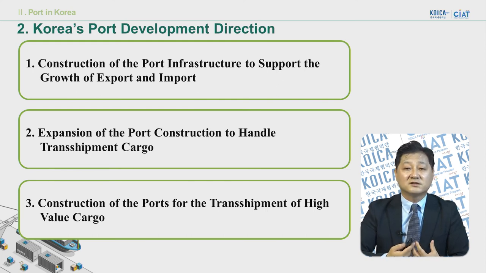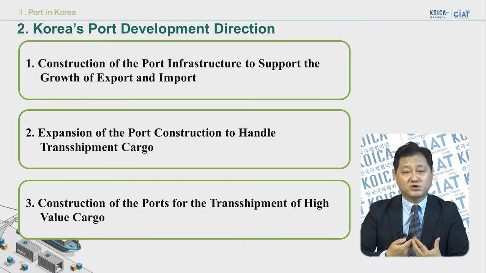The second goal was the expansion of port construction in order to handle transshipment of cargo. With Kobe port disabled after the Hanshin earthquake in 1995, transshipment volume to China was transferred to Korea. Between 1991 and 2000, the transshipment traffic of Korea recorded a surprising increase rate of 37.4% per annum. And in order to handle the freight, the Korean government built a two-port system in Busan and Gwangyang.